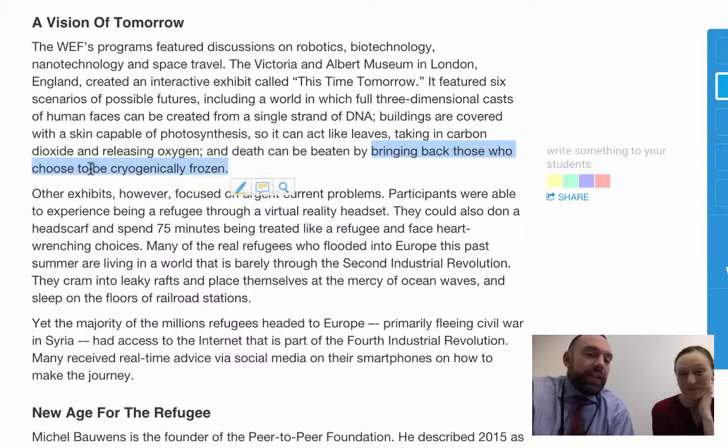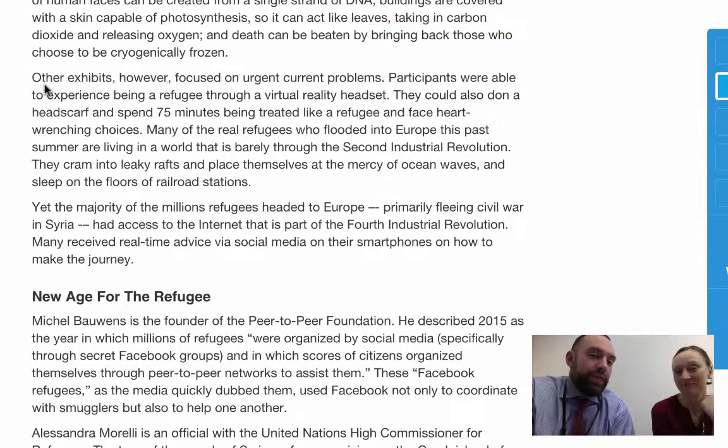But I can already tell if I keep reading that the next paragraph is going to give me the opposite perspective. Because it says other and then it says however. So those are again going to be the opposite side.